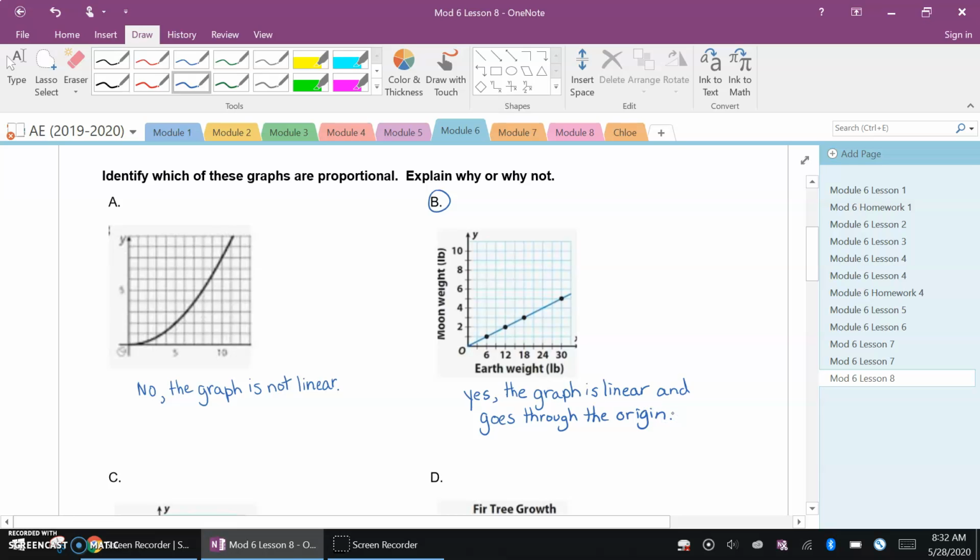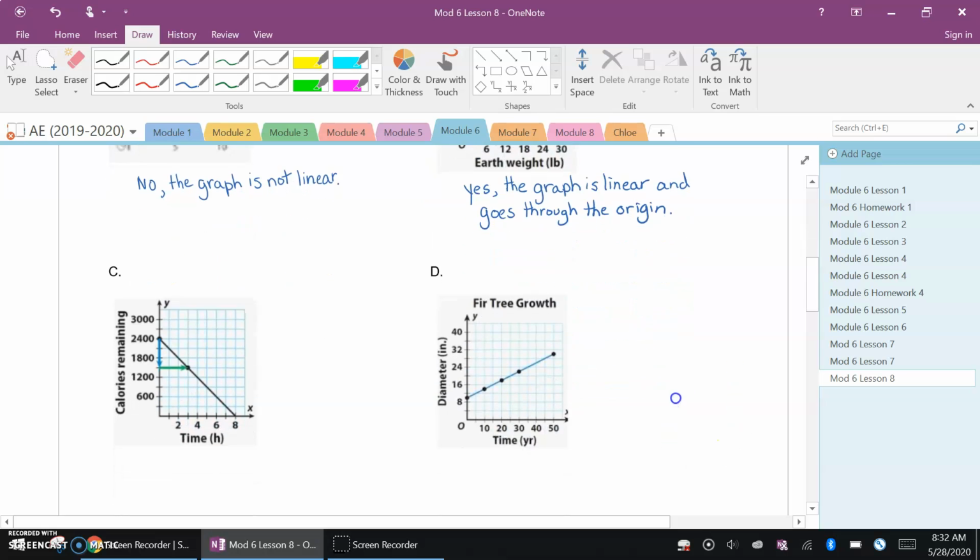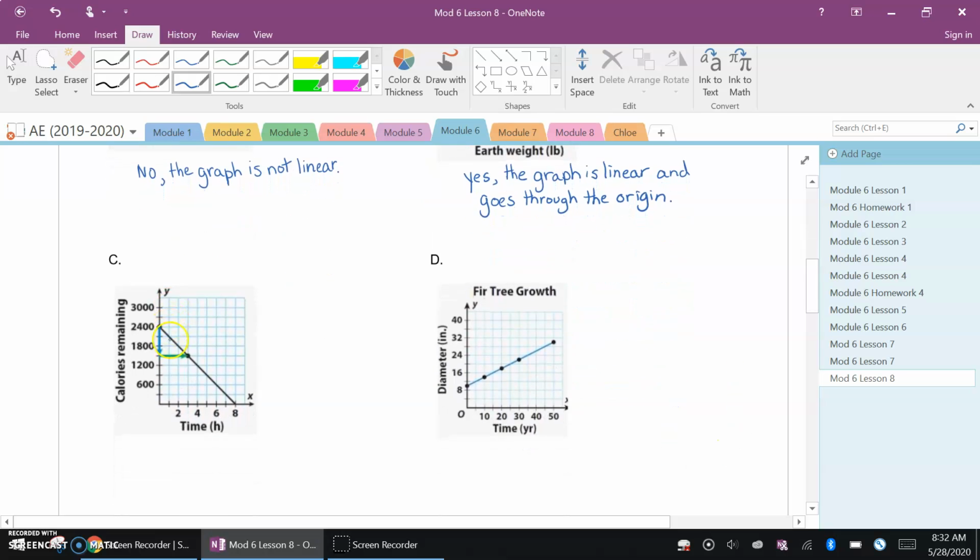Okay, so moving on to C. It is linear, but where does this one start? That's right, it starts up here. So this one's going to be no. The graph does not go through the origin. Or you can say does not start at the origin.